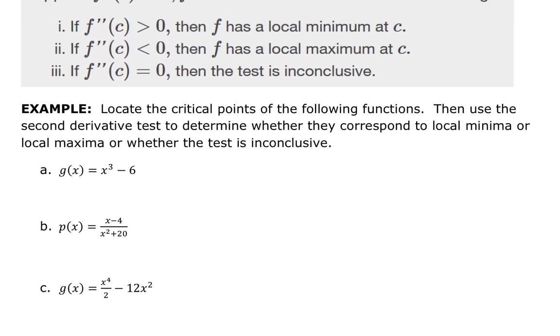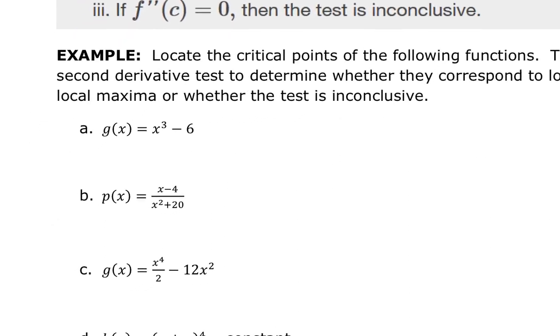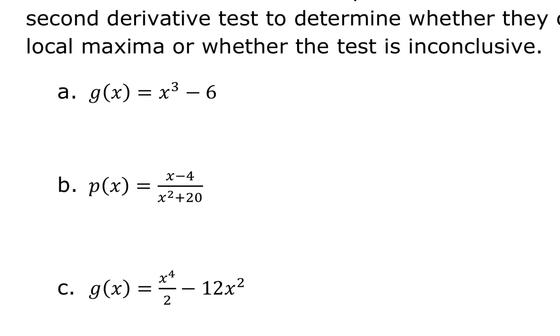Locate the critical points and then use the second derivative test to determine if they're maxes or mins. So I'm going to do first my first derivative. So g prime of x is going to be equal to 3x squared. g double prime of x is going to be equal to 6x. My critical point is at x is equal to 0. That is the location for x. However, when I put 0 in there, it is inconclusive.